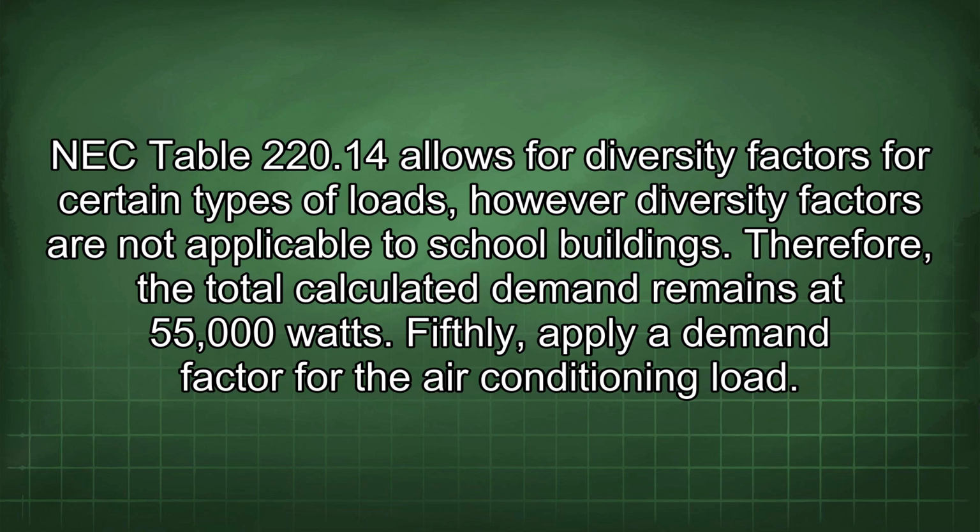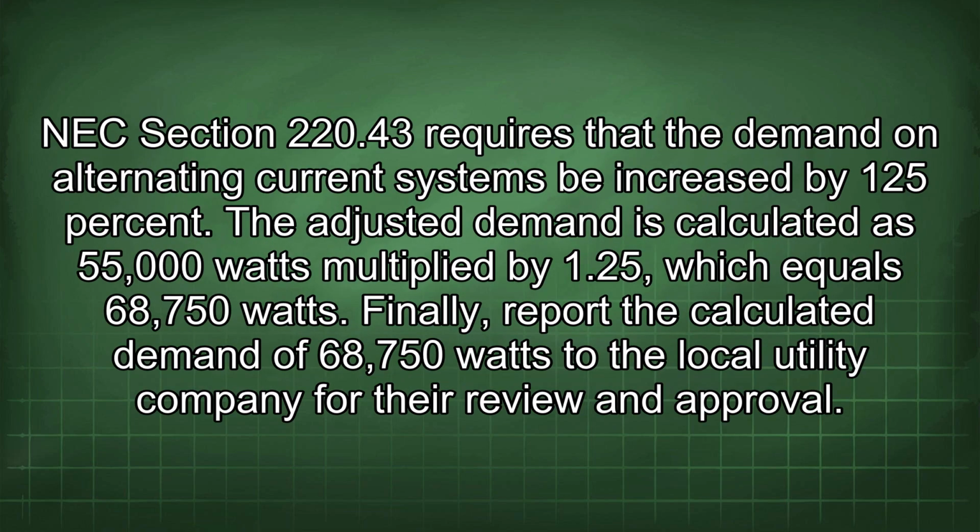Fifthly, apply a demand factor for the air conditioning load. NEC Section 220.43 requires that the demand on alternating current systems be increased by 125%. The adjusted demand is calculated as 55,000 watts multiplied by 1.25, which equals 68,750 watts.